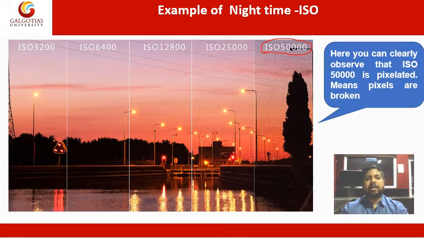So when the number of ISO increases, the pixels are broken, or you can say the image gets pixelated. So we have to use the smaller number as much as we can to get the result. We are not going to use the maximum higher number, because if we do, the image gets pixelated and the pixels are going to break. So it's better to use the lower number as much as possible for your situation or your lighting conditions.